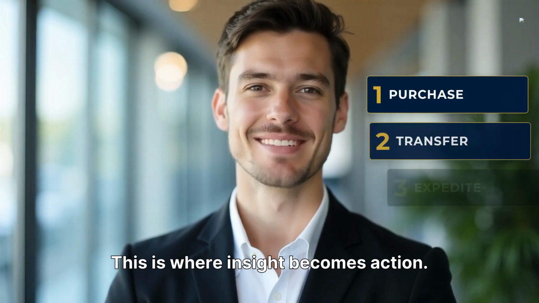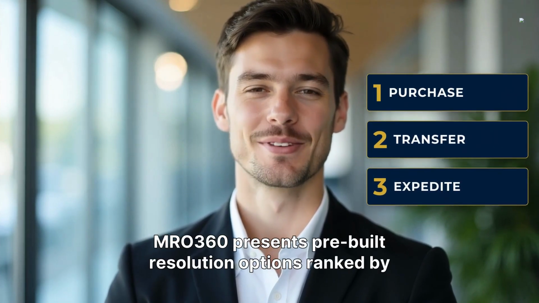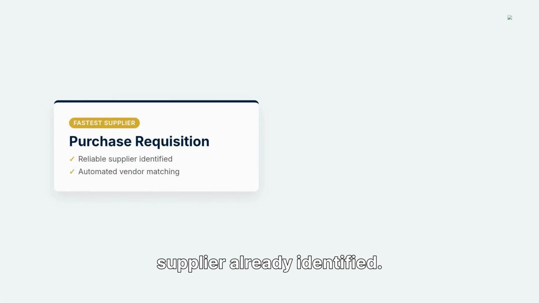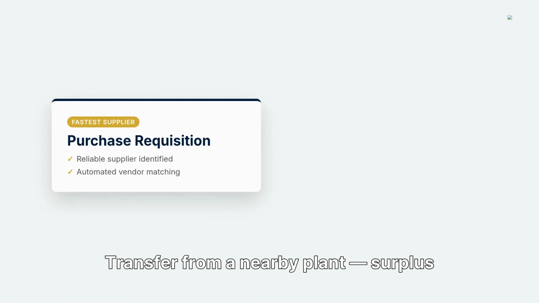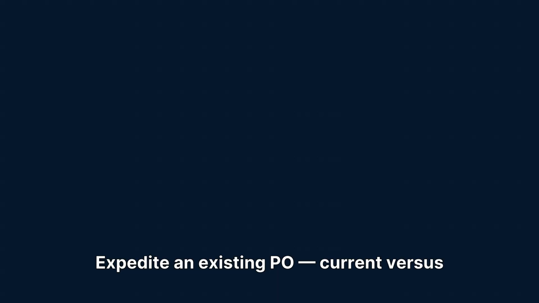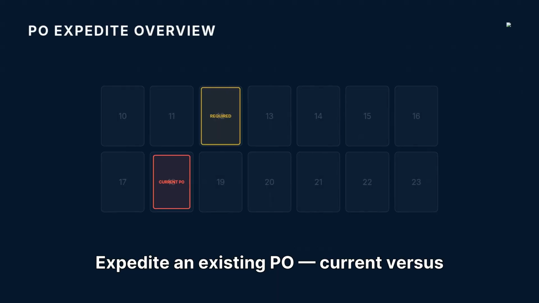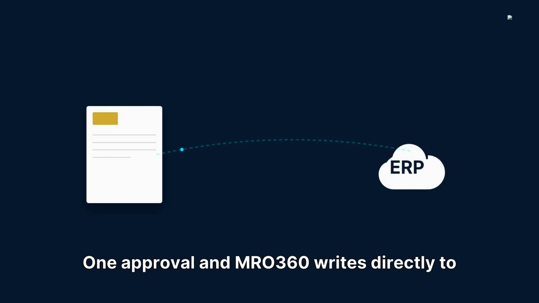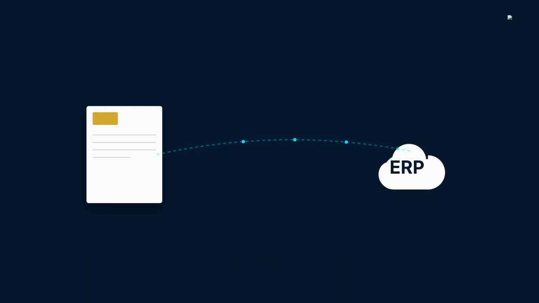This is where insight becomes action. MRO360 presents pre-built resolution options ranked by speed and cost. Raise a purchase requisition, fastest reliable supplier already identified. Transfer from a nearby plant, surplus pre-populated, logistics cost calculated. Expedite an existing PO, current versus required dates shown side by side. One approval and MRO360 writes directly to the ERP, no rekeying, no delay.